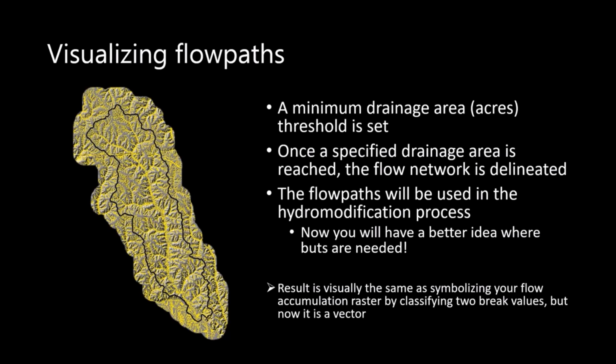The flow paths will be used in the hydroconditioning process to see where the lines do not line up with true existing channels. We'll know where cuts are needed or maybe dams are needed to correct this flow. The result is visually similar to symbolizing your flow accumulation raster by classifying two break values.